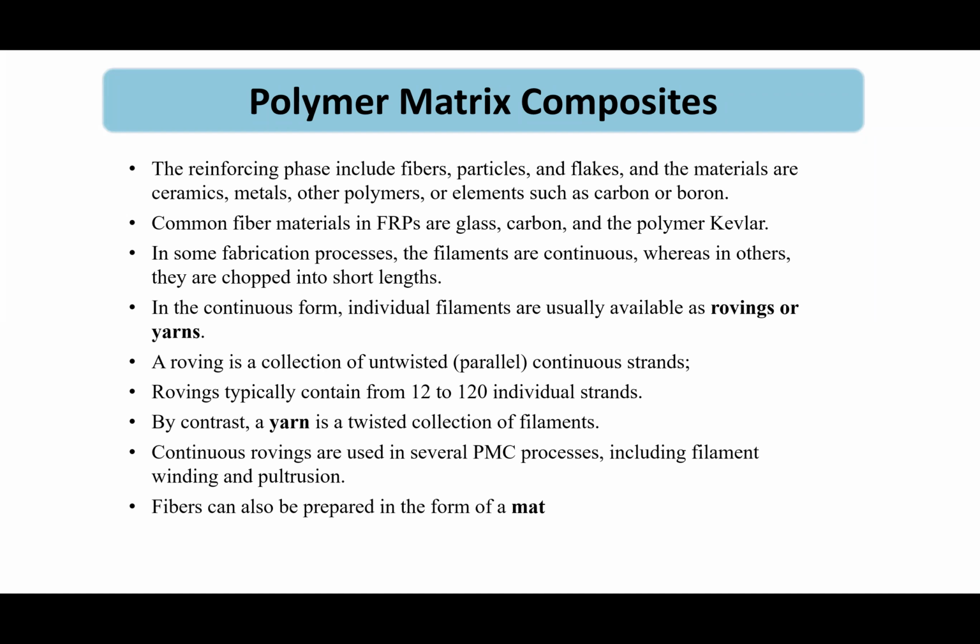Those are called yarn. Yarn is the most used term in the textile industry, where those individual fibers are spun to produce yarn, and those yarns are used to manufacture clothes. And continuous rovings are used in several polymer matrix composite processes, including filament winding and pultrusion. Pultrusion is the most widely used method for producing beams or columns using rovings.